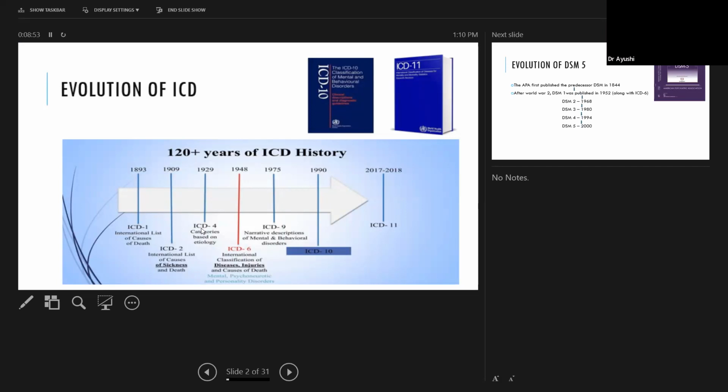In 1948, ICD 6 came, which was International Classification of Diseases, Injuries and Causes of Death, Mental, Psychoneurotic and Personality Disorders. Then in 1975, ICD-9, narrative descriptions of mental and behavioral disorders. In 1990, ICD-10 came into being, and ICD-11 in 2018.